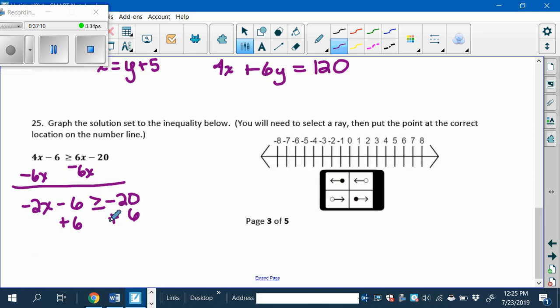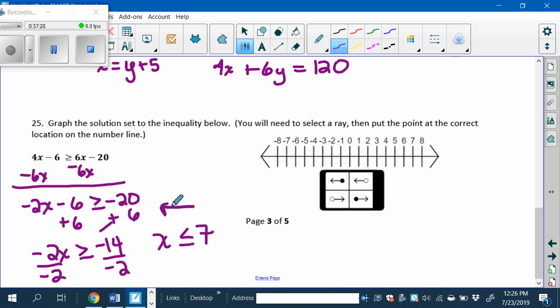And I get negative 2x is greater than or equal to negative 14. And then I divide by negative 2. And this is when I change it to less than or equal to 7. So remember, less than or equal, when you have the variable on the left, it points in the direction that you need to graph. Okay? So since it's less than or equal to, I have a solid dot at 7, and I'm going to the left. So it's going to be this way, less than or equal to.